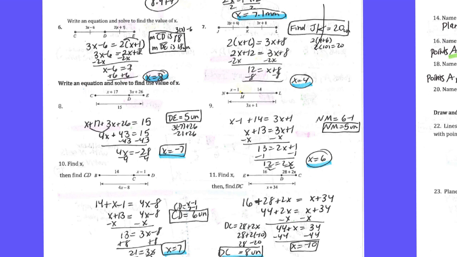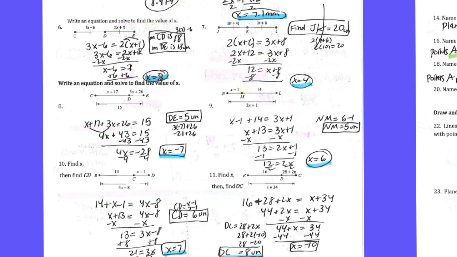So if you choose to plug in x is negative 7 into either expression, I just found DE just because I thought it'd be cute. Plug in negative 7, you do 3 times x and then plus 26. I did 3 times negative 7. I got negative 21 plus 26. And I got the length of DE to be 5.